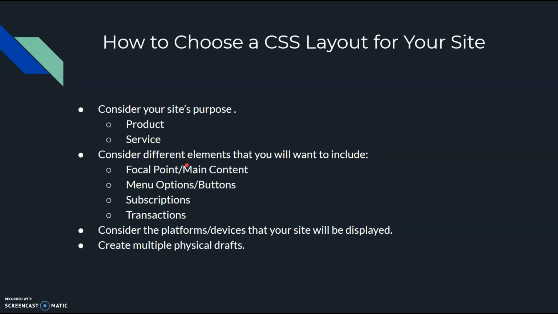When you have defined your purpose, you can then decide what elements you would like to include. Some of these may involve the focal point and main content, menu options and/or buttons, subscriptions, and transactions. Consider where your audience may access your site the most. Might it be the desktop, phone, maybe even a tablet?